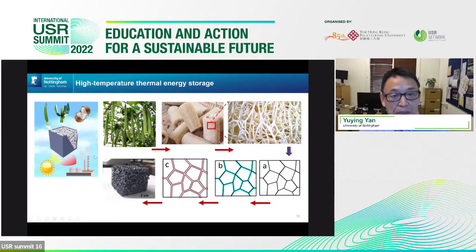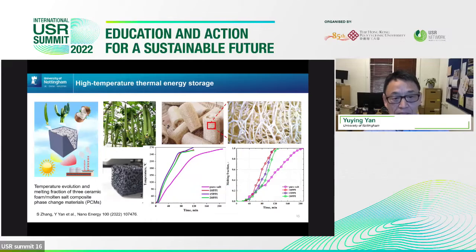For example, we can see some plants have a porous structure, and also some plants have a good skin that could avoid leaking. So we have mimicked this technology and also developed the temperature evolution and melt fraction for the ceramic foam and salt composite. That has been quite successful, and the thermal conductivity of the solar salt has been significantly improved, and then improved the technology.